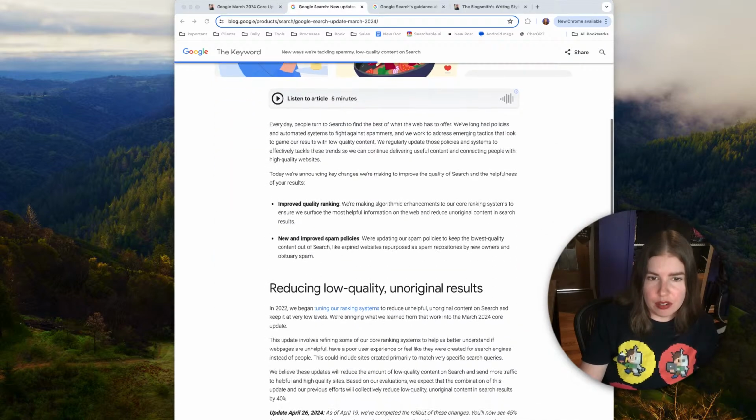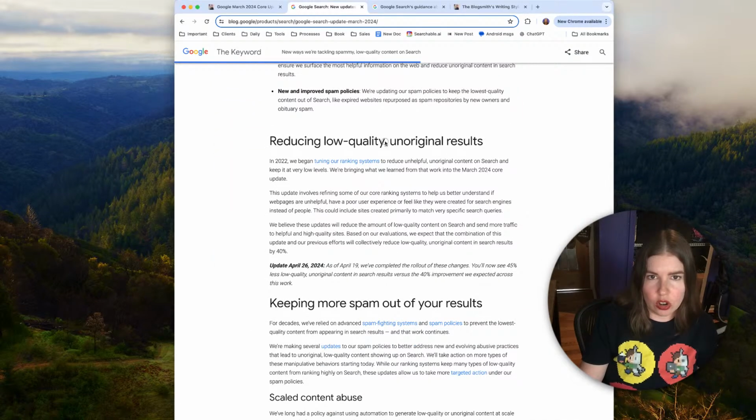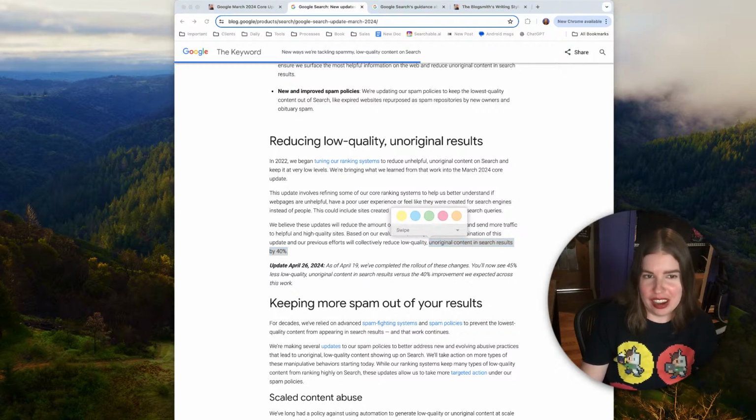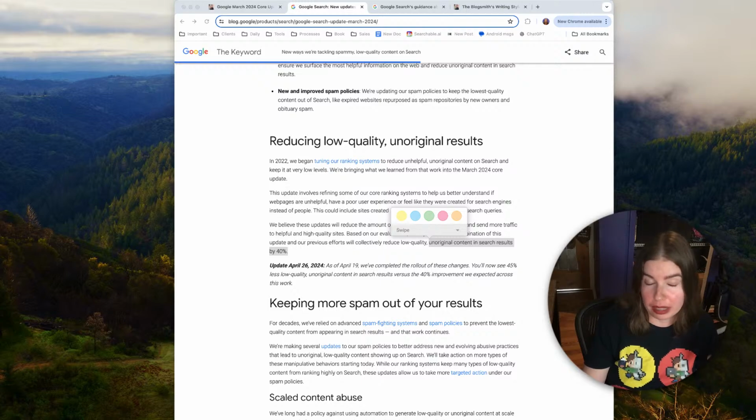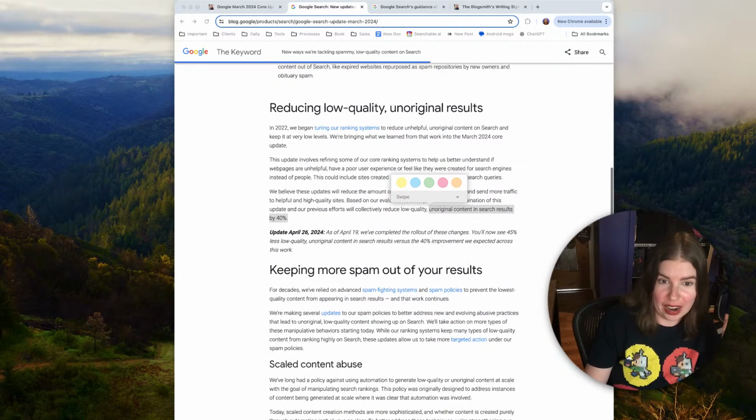And to break it down, this was their goal: reducing low quality, unoriginal results. Makes sense. Their goal, and I think they hit it. I haven't researched how exact the numbers were, but their goal was to reduce unoriginal content in search by 40%. I don't know exactly how you measure that, but we'll take them at their word for now.